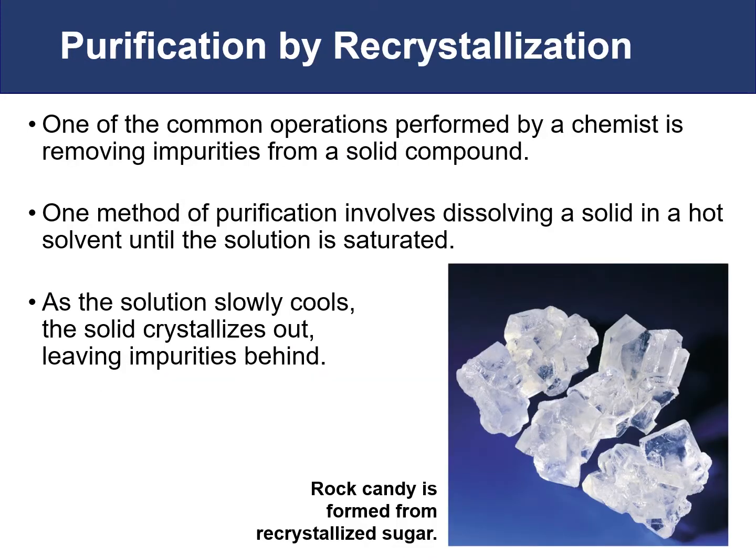In the lab, there are many useful ways of using this process of precipitation. One of the most common operations performed by a chemist is the removing of impurities from a solid compound. One method of purification involves dissolving a solid in a hot solvent until the solution is saturated. You can then cool that solution until the solid crystallizes back out. Often those impurities that might have been in the solid to begin with remain behind in solution.